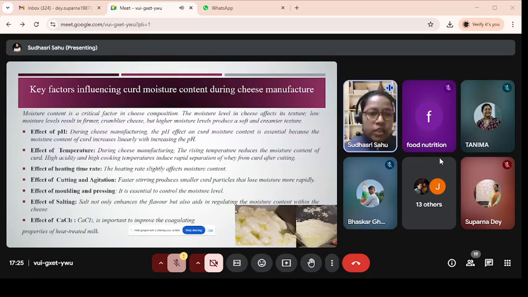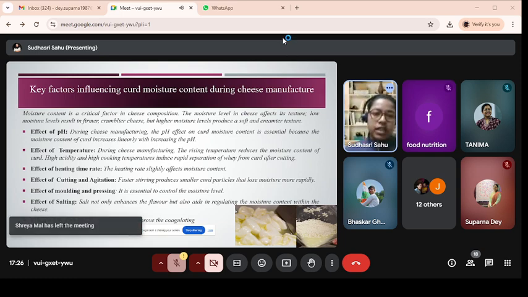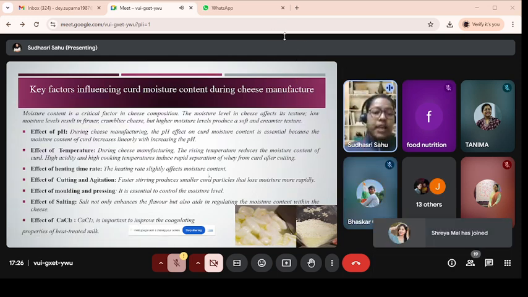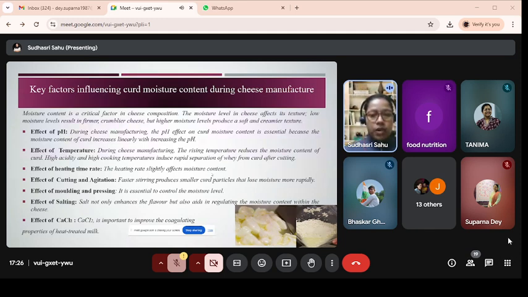pH, and effect of the temperature, and effect of the heating time rate, and effect of the cutting and agitation, and effect of the molding and pressing, and effect of the salting, and effect of the calcium chloride. Effect of the pH is more important because a high pH is important. It reduces the low moisture, and low moisture content is not good for that type of cheese. It would be hard cheese like cheddar cheese, and it's not soft. It would not be soft cheese.